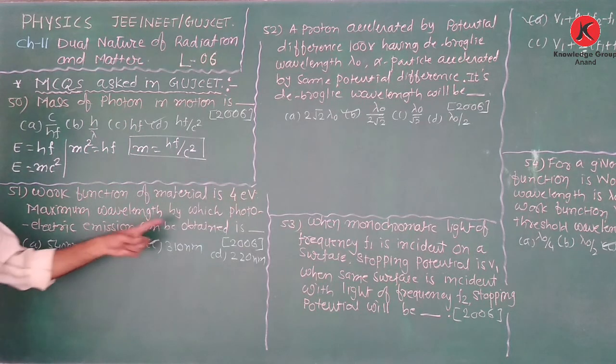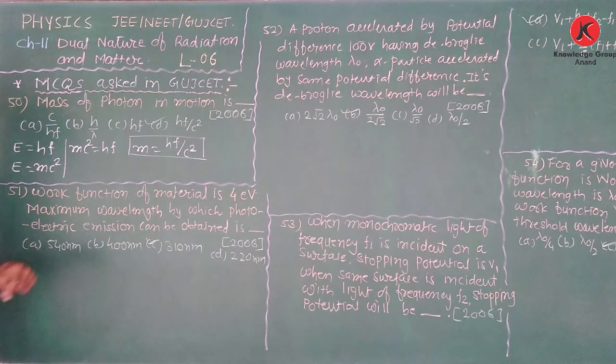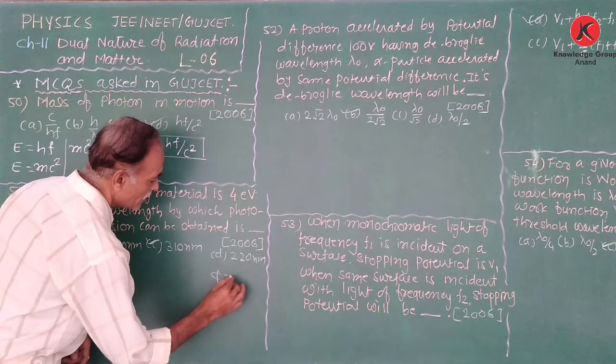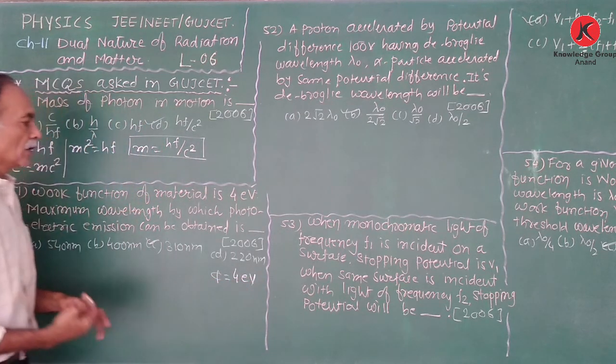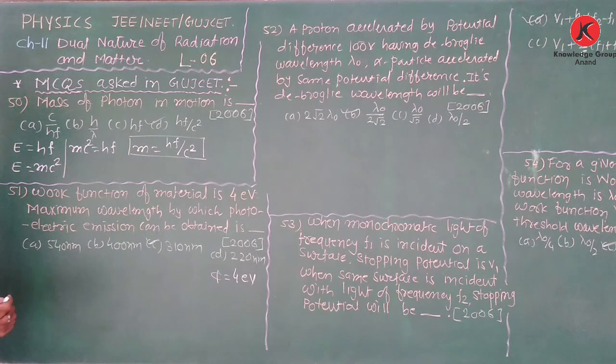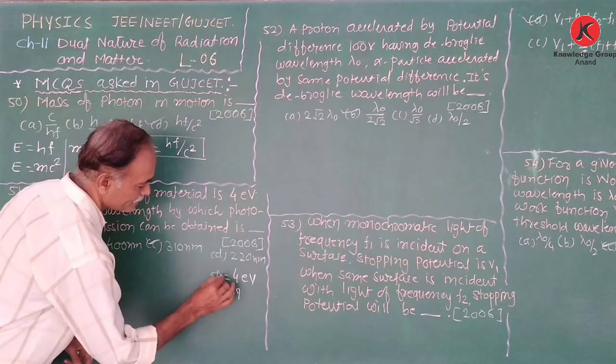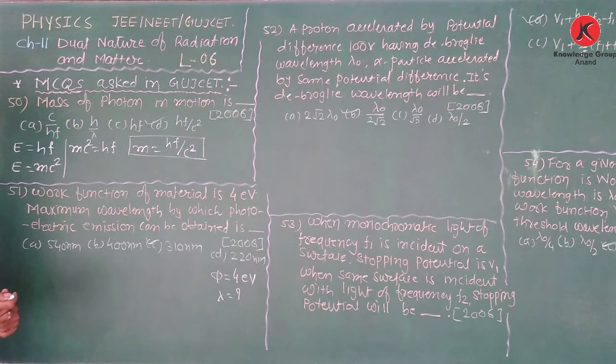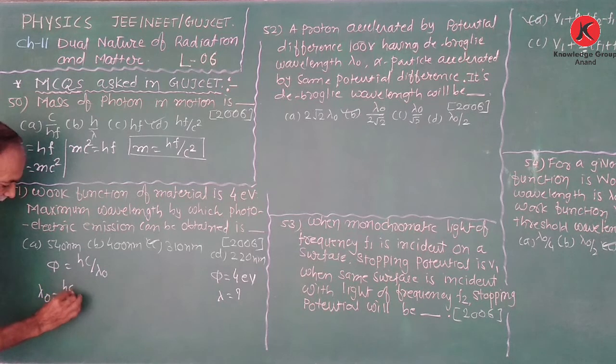Now the next question, also asked in 2006: the work function of a material is 4 electron volt. What is the maximum wavelength by which photoelectric emission can be obtained? The work function phi is given as 4 electron volt. We have to find the lambda. For that, we know that the work function phi is equal to hc upon lambda 0. Therefore, lambda 0 is equal to hc upon phi.